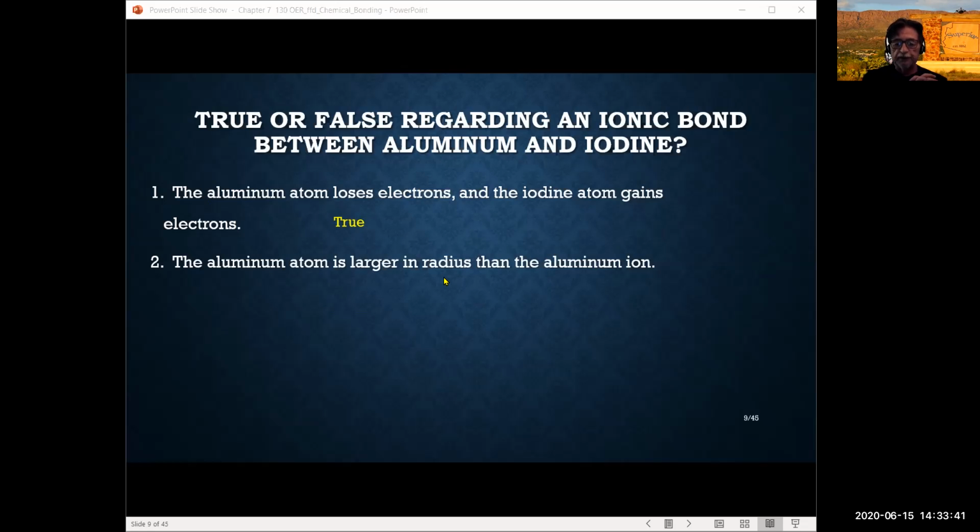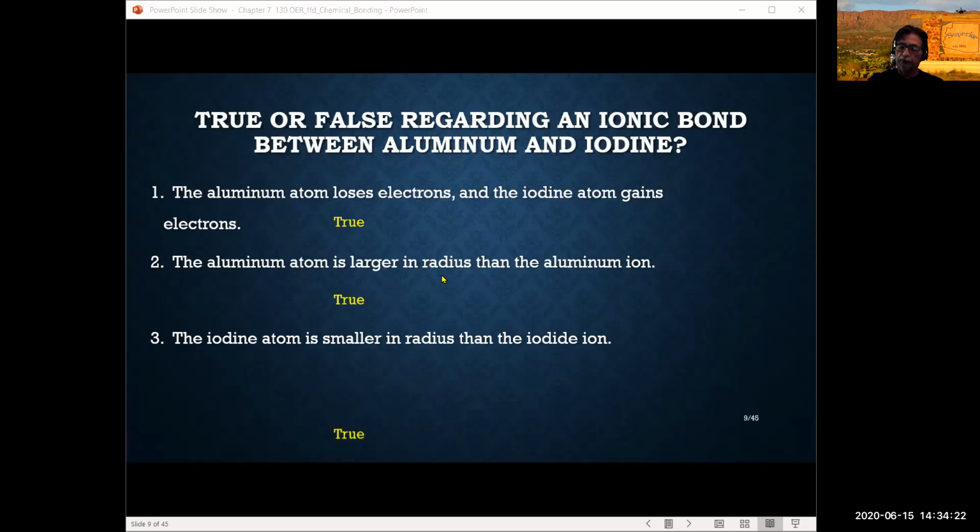Okay, this question is asking, the aluminum atom is larger in radius than the aluminum ion. Well, to verify that, we know that aluminum will lose electrons. So by losing electrons, the ion gets smaller. So yes, that is a true statement. The iodine atom is smaller in radius than the iodide ion. Notice the name change, iodine to iodide. Being the iodide, it gained electrons. Picking up an electron made the radius bigger. Hence, that is a true statement.